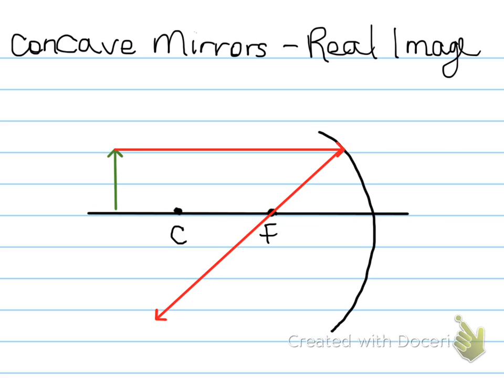The second ray you're going to draw is one going from the top of the image, going through the focal point and to hit the mirror. So the rule for this one is if it goes through the focal point, it's going to reflect parallel to the axis, back.